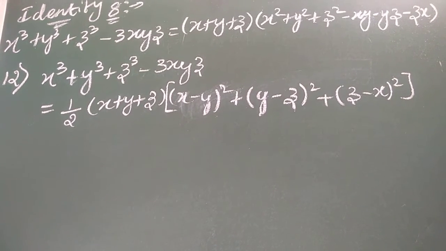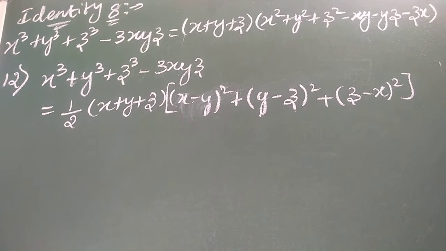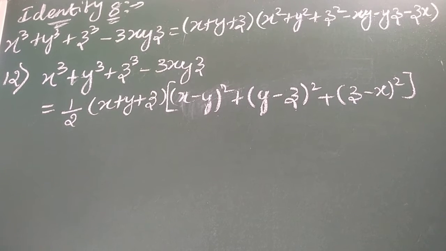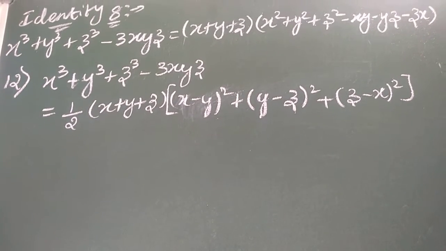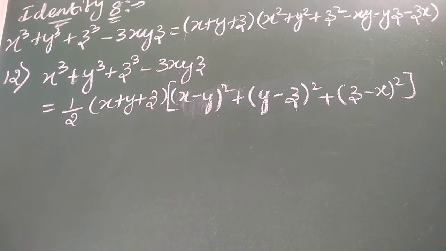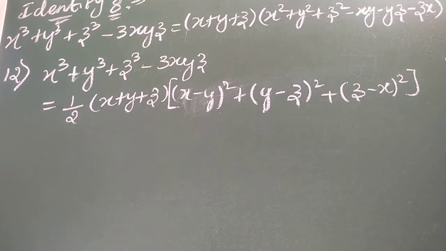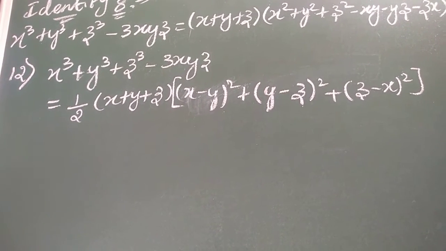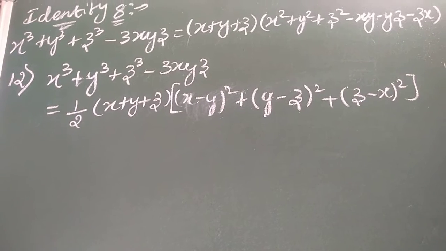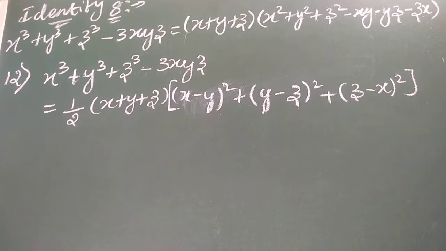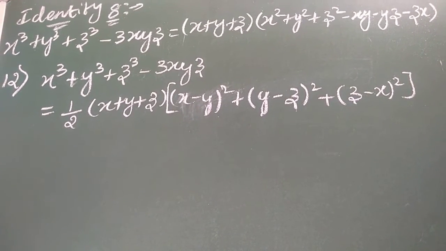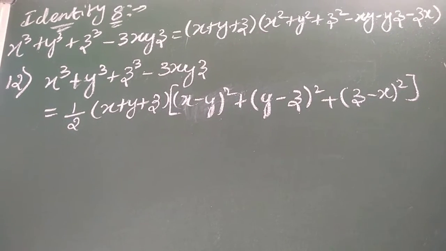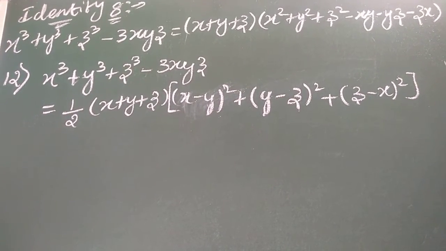Hence we have to check by expanding it, that is x minus y whole square is the same as your a minus b whole square. You are going to expand it and then finally conclude that the RHS of your question matches with the RHS of the identity number 8. So let us move on to the sum.